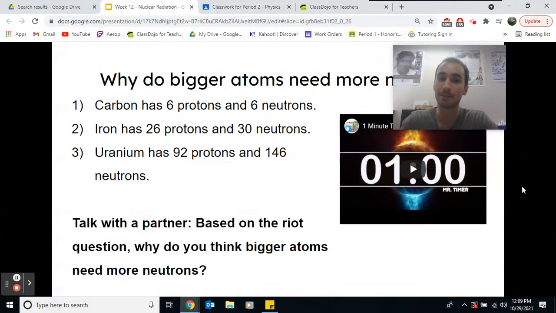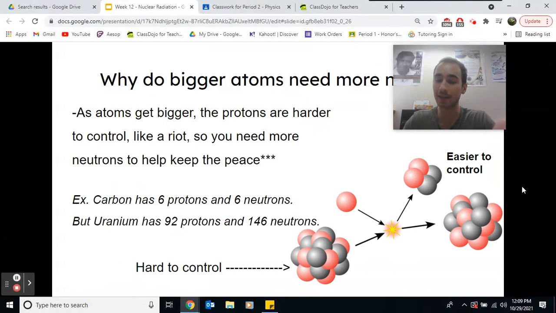It relates to this. Bigger atoms need more neutrons. And my point was that as atoms get bigger, the protons are harder to control, just like a riot. So you need more neutrons to keep the peace. So like carbon has 6 protons. 6 aggressive people, not too hard to control. But uranium has 92 protons.